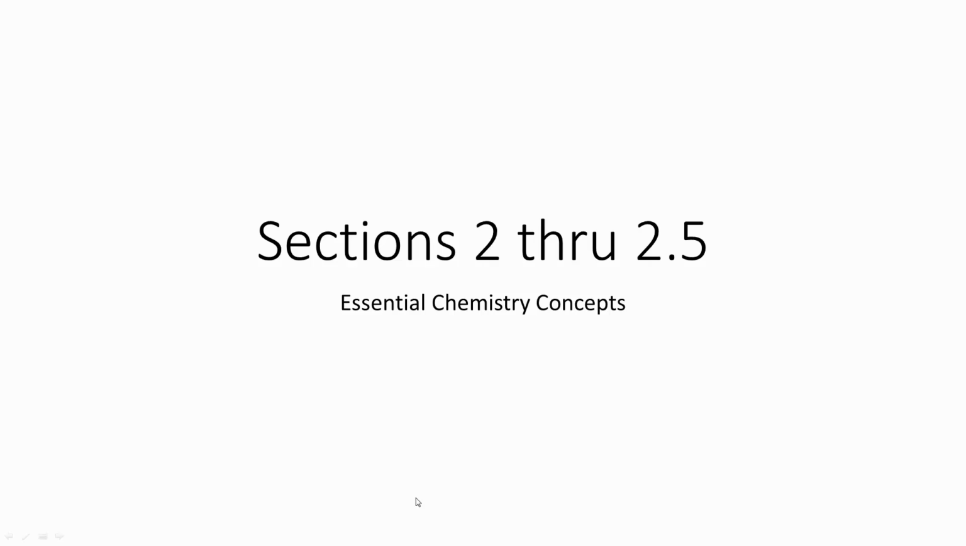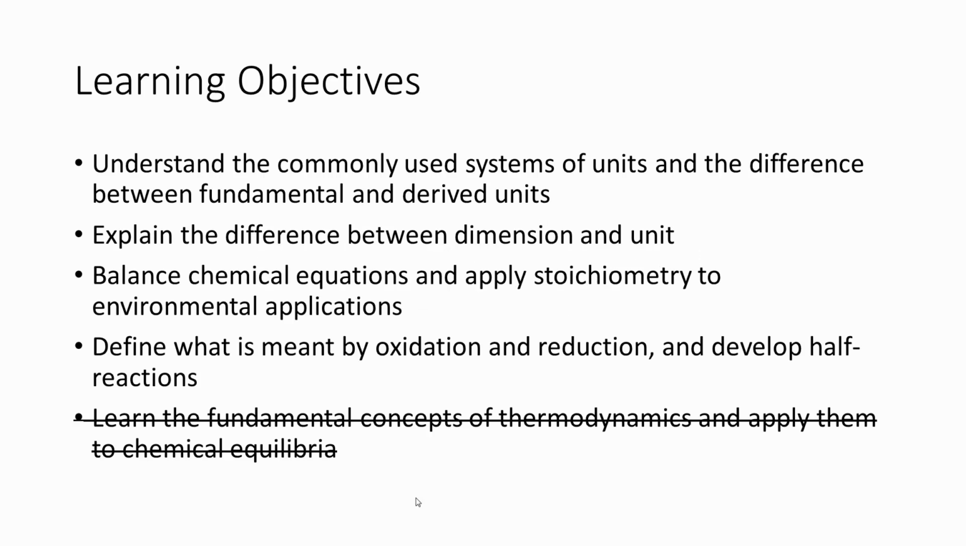In this video, I'll highlight important concepts in sections 2 through 2.5 in your textbook. Our learning objectives for Chapter 2 are that students will understand the commonly used systems of units and the difference between fundamental and derived units. Students will be able to explain the difference between dimension and unit. You'll be able to balance chemical equations and apply stoichiometry to environmental applications.